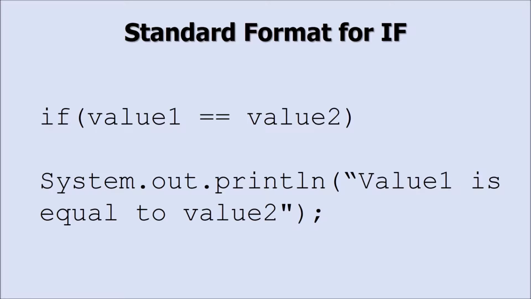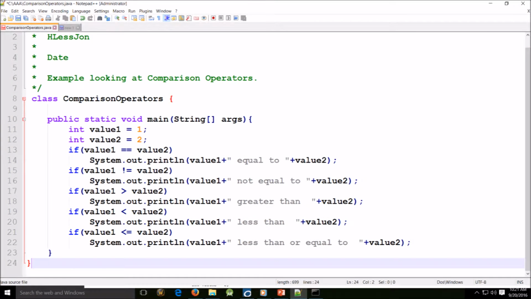You have the if, then you have the evaluation: if value 1 is equal to value 2. And if this evaluation is true, or if the condition is met, then it will do the System.out.println: value 1 is equal to value 2. In the code that I've written, you can see that I've got two variables, value 1 and value 2. Value 1 is assigned 1, value 2 is assigned 2.